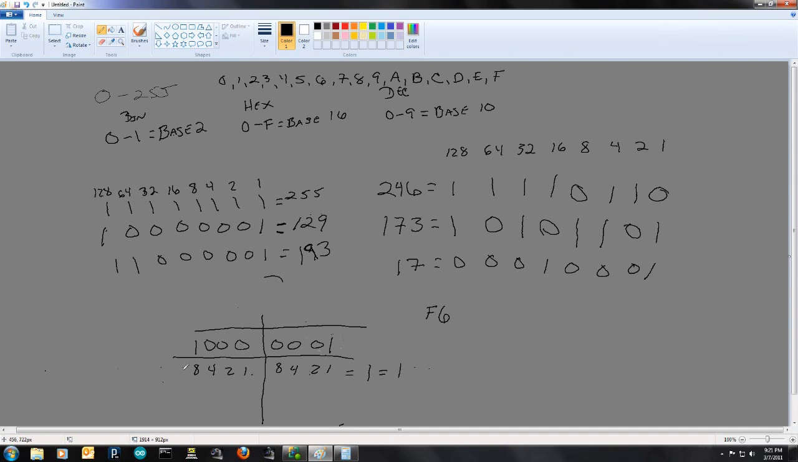Over here, this is 8. So we have 8. We have a 4? No. A 2? No. A 1? No. So it's 8, and there's nothing adding, so it's just 8. So how do we say 129 in hexadecimal? Well, we say it 81. So F6 equals 246. But 81 in hex equals 129.